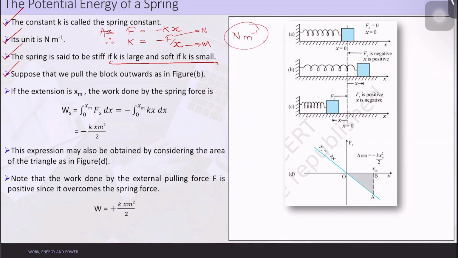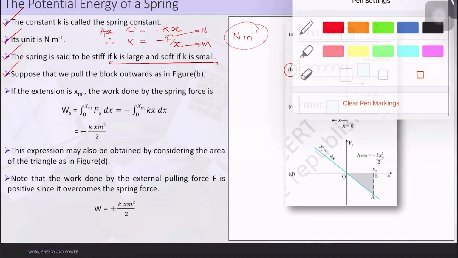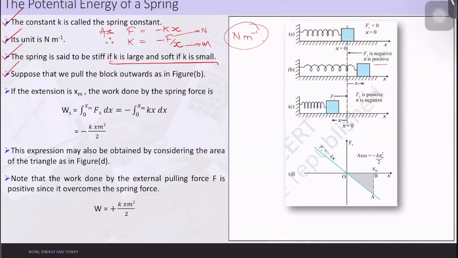Suppose that we pull the block outwards as in the figure. Please look only at this point here. Don't look upward, don't look downward, just look at this position B. Let us take that x is positive here. So what is happening here? We are pushing the block outwards.